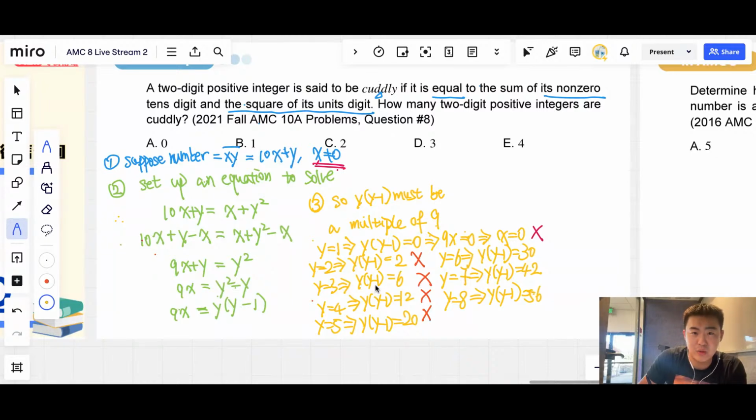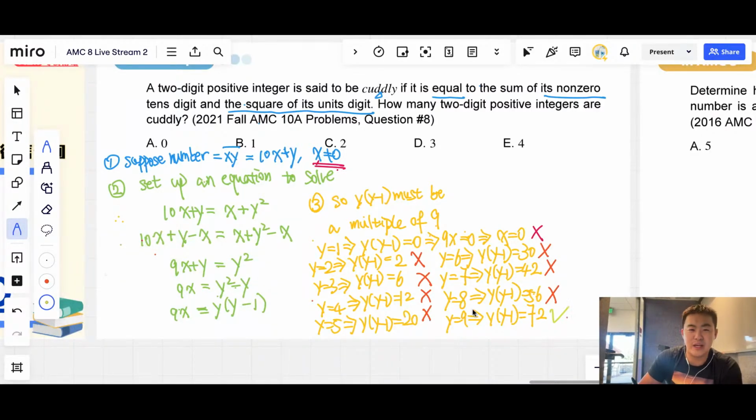Lastly, the last digit we can try is what? y equals 9. So what number do we get? y times y minus 1 is 72. So y times y minus 1 is 72. 72 is definitely a multiple of 9. So we know, after putting 8 crosses, we finally have a number that satisfies the requirement. Good. So let's put a green check mark next to it.